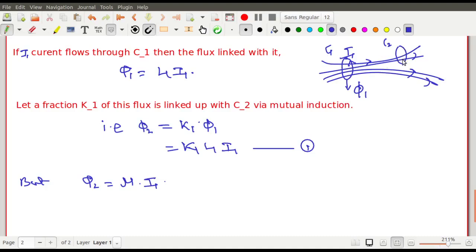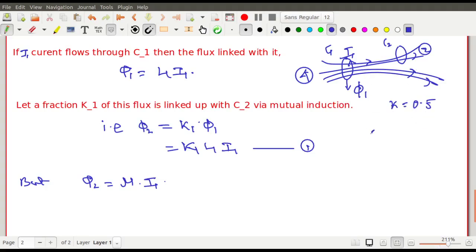Right? And what do you assume? You assume that a K1 fraction of this particular flux gets linked up with phi 2. Over here you see that there are total 4 lines, and out of the 4 lines, just for explanation, 2 get linked up over here. So what is the value of K? The value of K is 0.5.